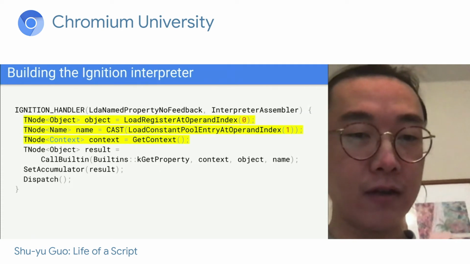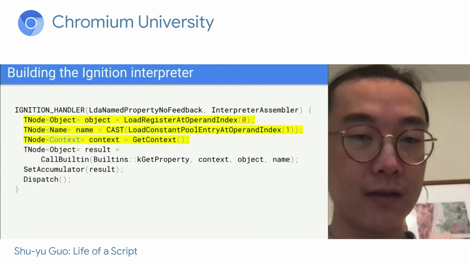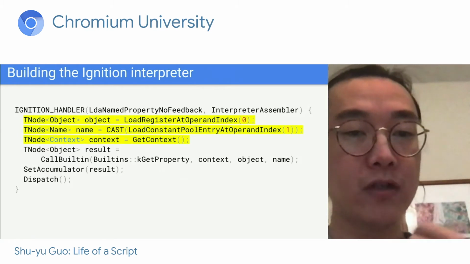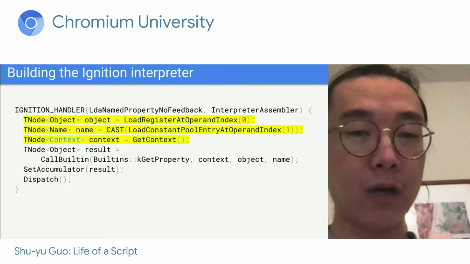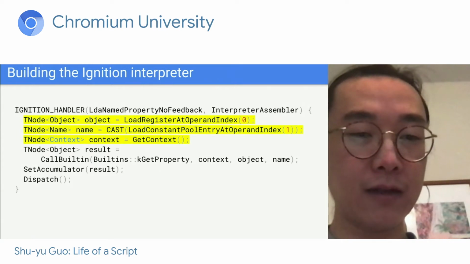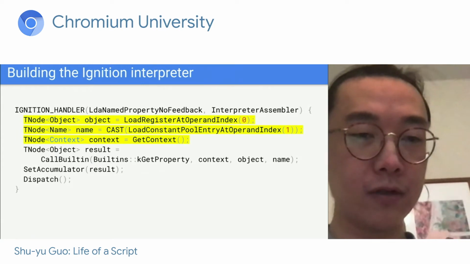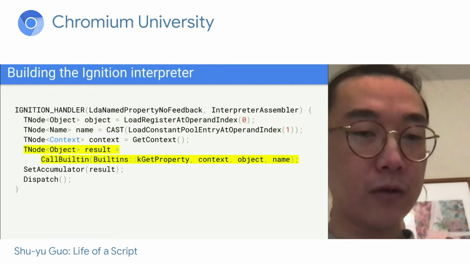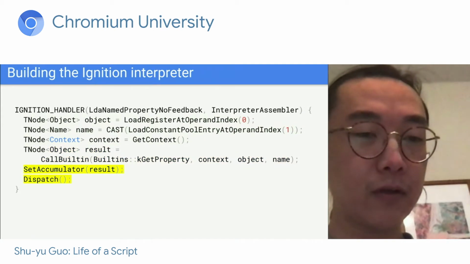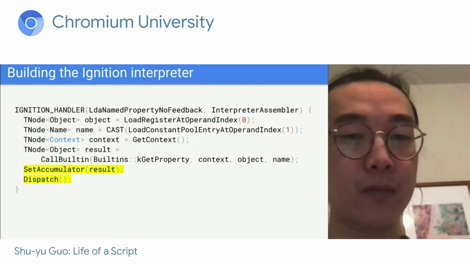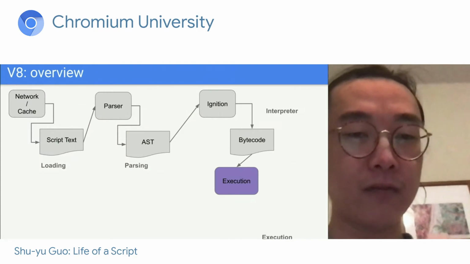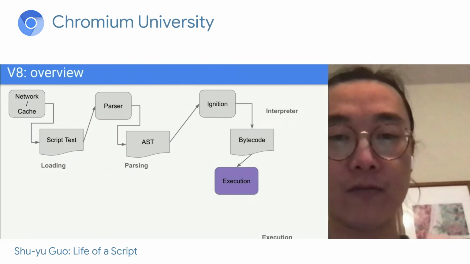The interpreter is generated via assembly snippets like this. This particular handler is for a bytecode named LdaNamedPropertyNoFeedback, which loads a property into the accumulator without worrying about type feedback. And you see things like we get the register, we look stuff up in the constant pool, and this is basically a high-level assembler that assembles the right code. Most of the work is done in this built-in called kGetProperty. Then we get the result from the built-in, we set it in the accumulator, and we generate a bit of assembly that dispatches to the next bytecode. All right, so that's the whirlwind tour of the Ignition interpreter. We have the bytecode now, and we can finally execute it.